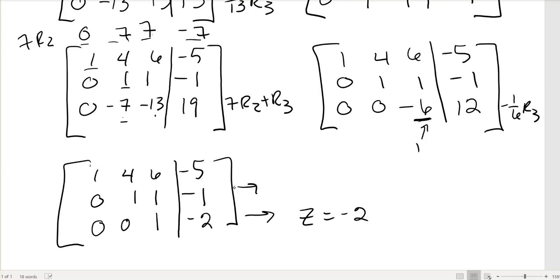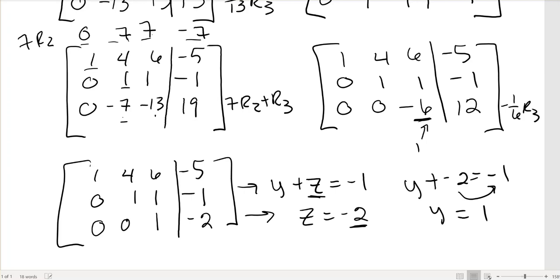Moving up, 0, 1, 1, negative 1 means Y plus Z is negative 1. So I'm going to back substitute. I'm going to take this negative 2 and I'm going to put it in this equation. So this is Y plus negative 2 is negative 1. I'm going to push that 2 over, so now Y is positive 1.